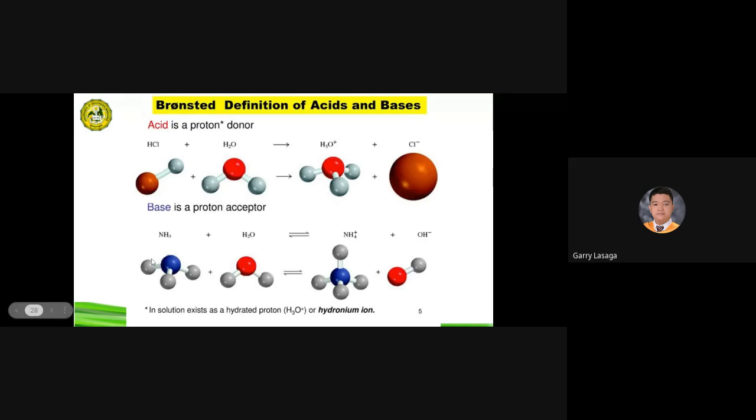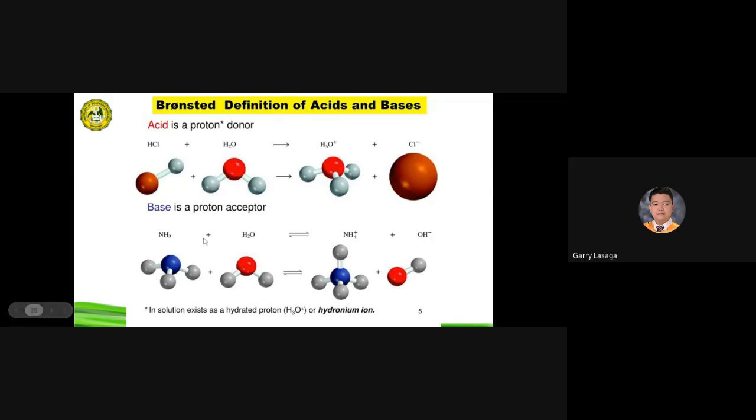So a base is a proton acceptor. In this case, we have ammonia. Ammonia and water will form ammonium or NH4+, and hydroxide ion or OH-. So our ammonia here is our base, because it is the one that will accept a proton coming from water. So water will lose its H+, and it will move to NH3 to form NH4+. So the charge here increases by 1 because it gains a proton. For our water, water is an acid in this case. So water donates a hydrogen ion to the ammonia to become hydroxide ion, and the charge here becomes negative because it loses a hydrogen ion.